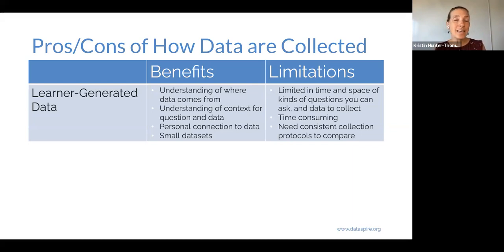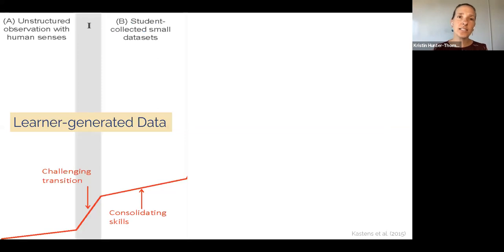But there are some key limitations to learner-generated data as well. You're limited in the time and space and the kinds of questions that you can ask. You cannot ask questions at the microscopic level because you can't collect those data. You cannot ask questions on the geologic timescale of epochs because we cannot collect data across those time spans. It's also really time consuming to collect data. A lot of precious time goes into collecting that data, and it is not always consistent in the collection or the protocols. So Kim Castens and colleagues have done some work to think about, okay, so just what is the learning curve?